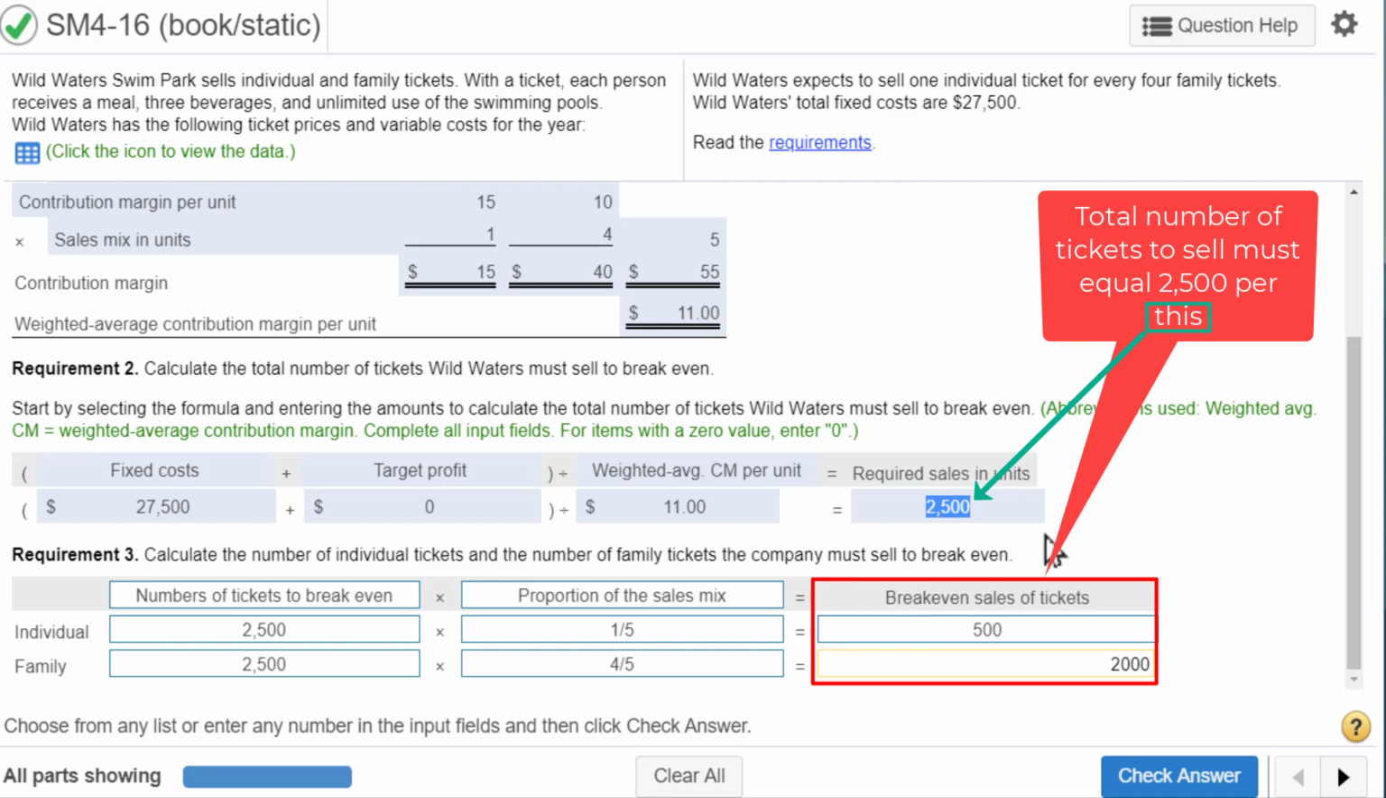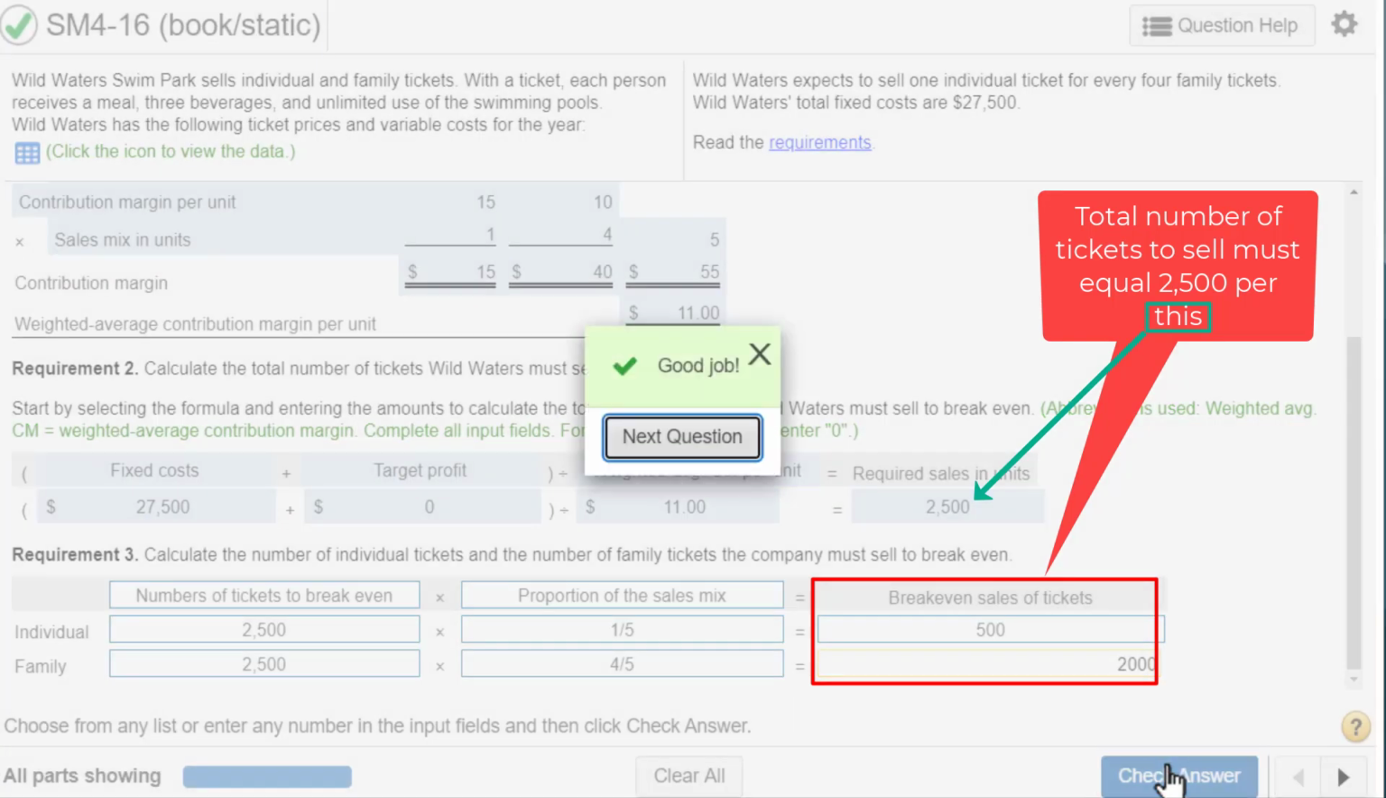sales in units. So basically what this means is you would tell your CEO, we need to sell 2,500 tickets to break even. And of those 2,500 tickets, 500 must be individual and 2,000 must be family. And that's it.